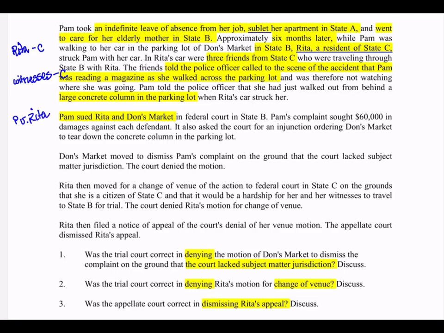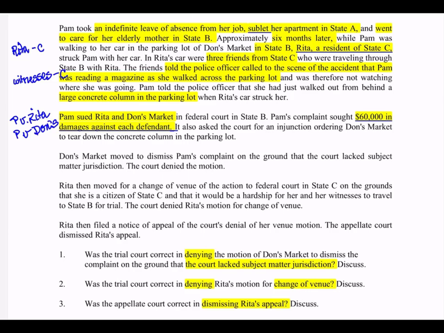If we can't, then there is no subject matter jurisdiction against Rita, right? Because it's $60,000 against each defendant, and that's not enough to meet the amount in controversy. As to Don's Market, there's also a request for an injunction. The value of the injunction will be added to that damages amount in order to look at the amount in controversy. What is that injunction worth to Pam? Or what is the cost of replacing that column?